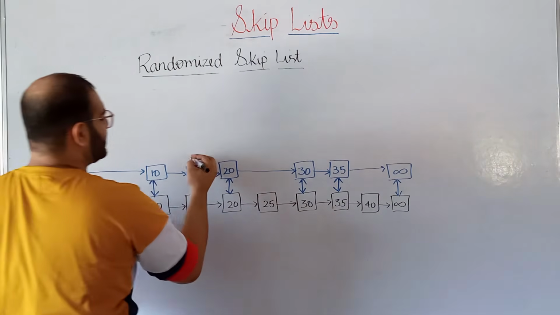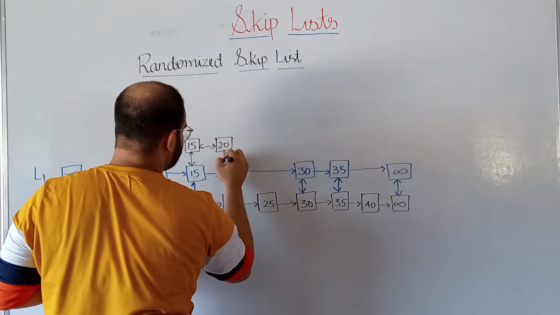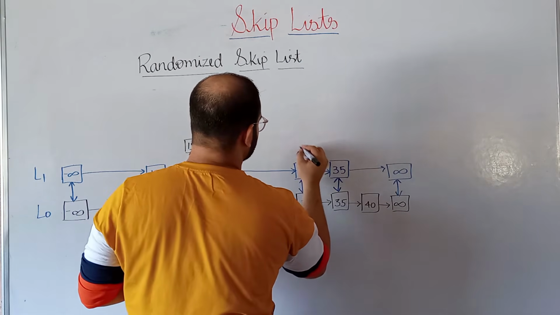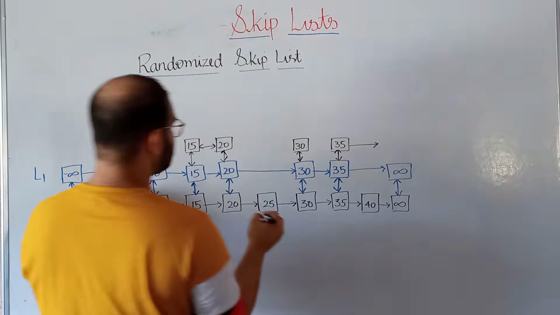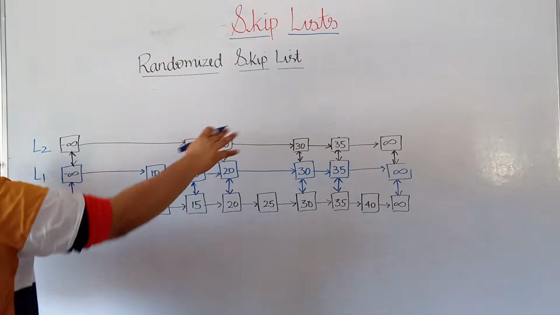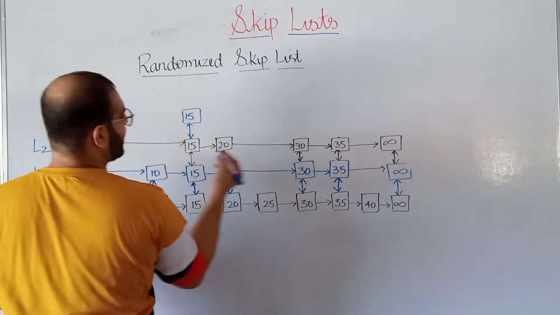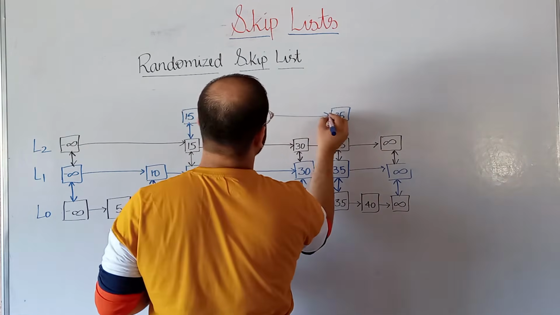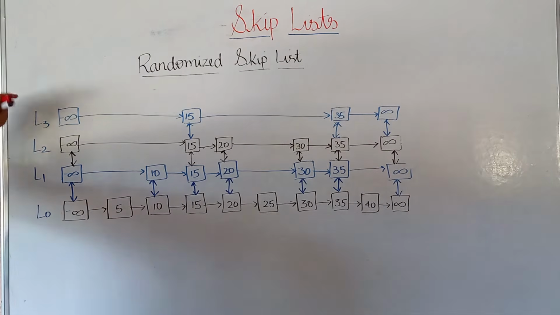So this was my L1. Now let me draw L2. I'll also promote 15 as well as 20 to L2, and let me also promote 30 and 35, right? Only 10 in L1 is not promoted to L2. So this is my L2, and let me promote this 15 and 35 to my L3. Okay, so here I have drawn L0, L1, L2 and L3.